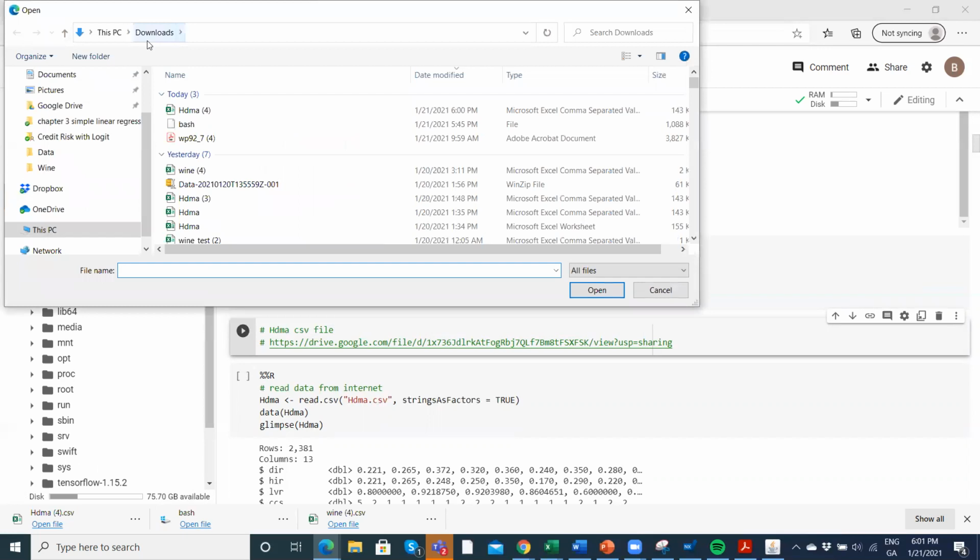And then you go into our downloads. Now, what I've downloaded is now being called HDMA4, and it's a CSV file. Because I've downloaded this file a few times, I've got to go back to the actual file called HDMA, and we'll just open up that. Make sure also it has that file extension CSV. Okay, so we're good to go.